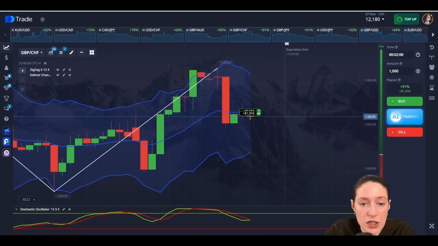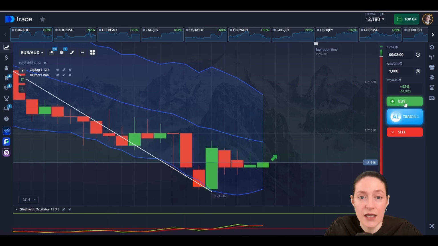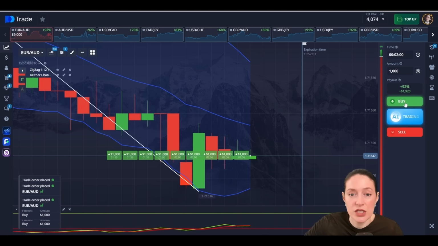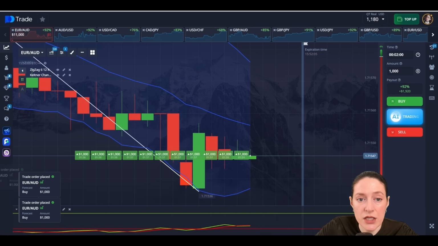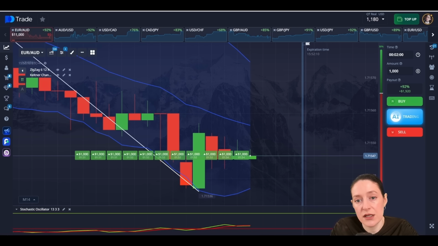The position was closed quite convincingly, and that's cool. It's really wonderful. This time I open the position in the upward direction. The white line of the zigzag indicator has fixed a maximum low.